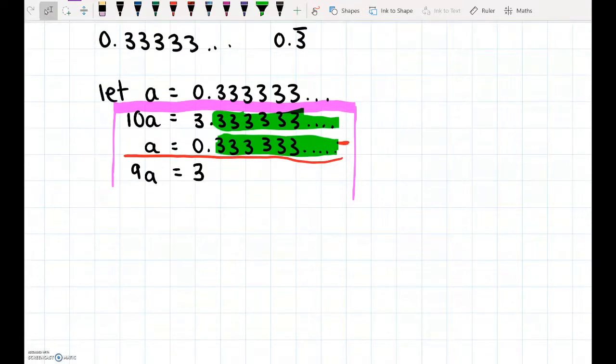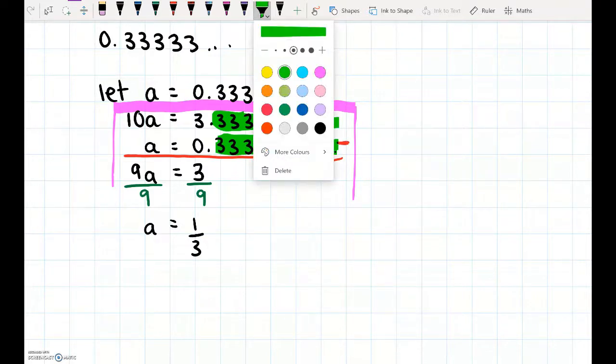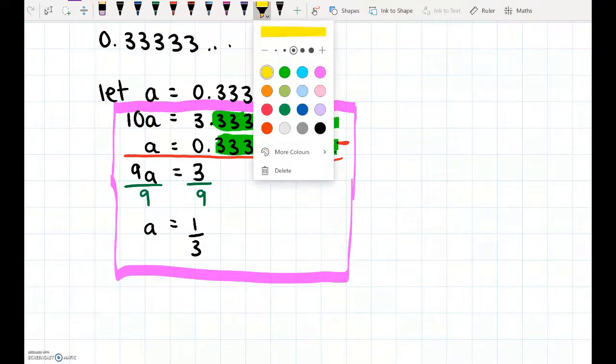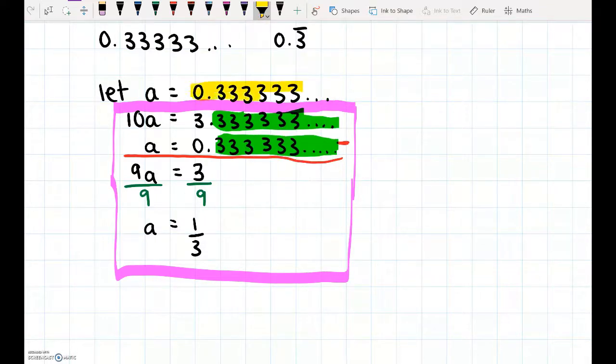And now we can just use algebra to work it out. Okay, so divide both sides by 9. Okay, 9A divided by 9 gives us A, and 3 divided by 9 gives us 1/3. So we can say here that we have A is equal to 1/3, and A was, back at the beginning, 0.3 recurring.